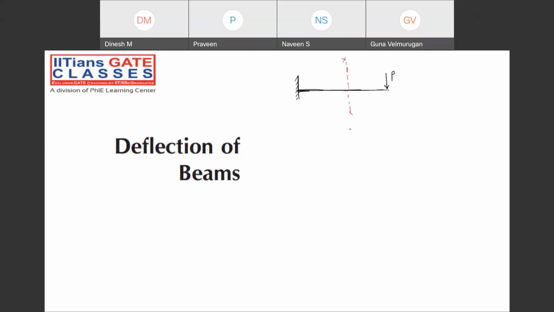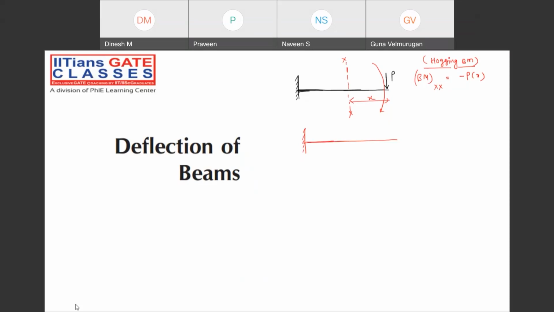Now, if I take a cross section XX, what will be the bending moment at XX? Minus PX, right? It's a hogging bending moment. Yes or no, guys? If I take along the x-axis the cross section XX, the bending moment will be minus P into X. That means it will try to bend this beam something like this.